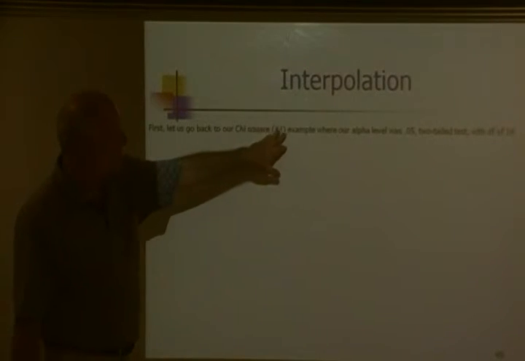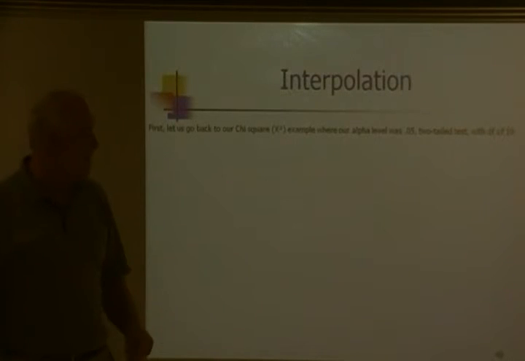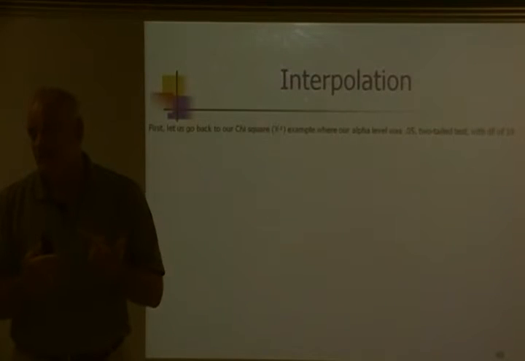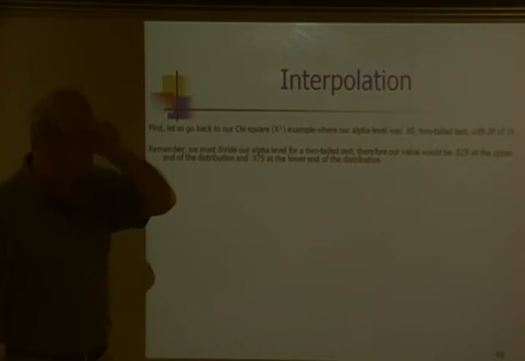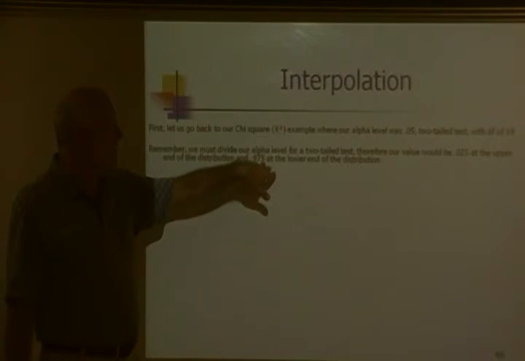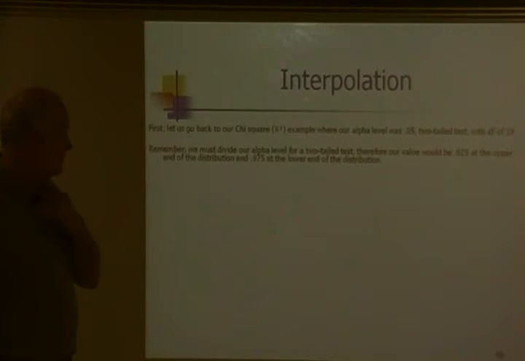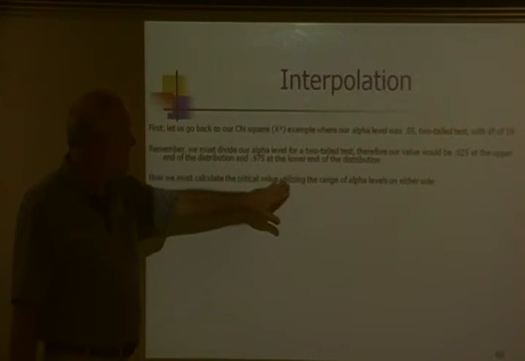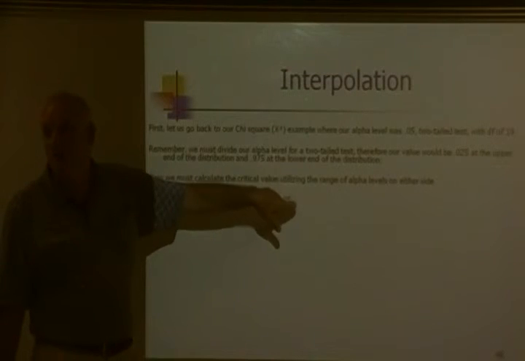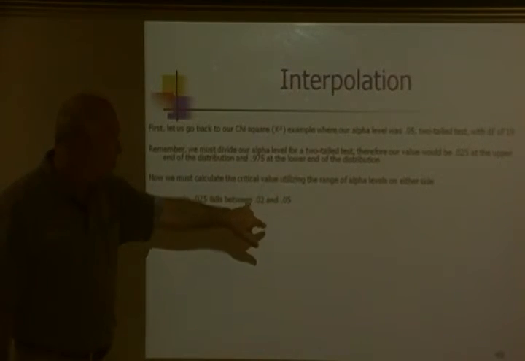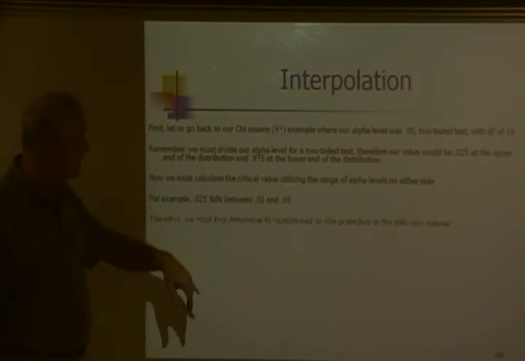Let's go back to the chi-square example where our alpha level was 0.05 in a two-tailed test. So that means we had to divide it equally on each end. So we had 0.025 at the upper end of the distribution and 0.975 at the lower end of the distribution. So we have to calculate the critical values in the range of alpha levels on either side. When we looked at our chart, if you remember, 0.025 fell between 0.02 and 0.05. Okay? So the critical value is going to fall somewhere in there as well.